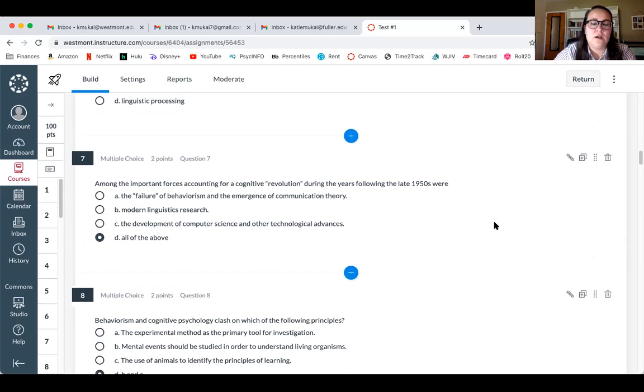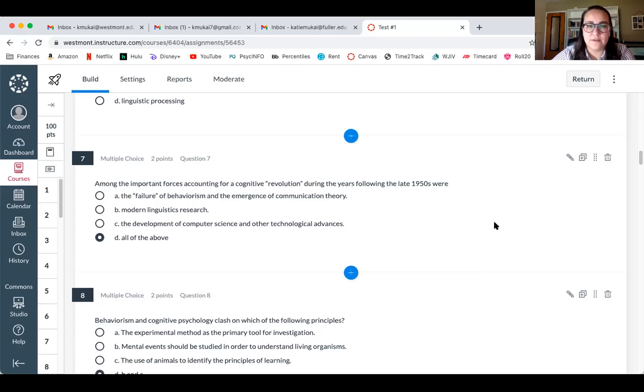Number seven, the important forces behind the cognitive revolution were a lot. And so we did see sort of this idea of this failure of behaviorism, it wasn't able to account for everything. And also the emergence of this idea of communication theory. We had linguistics in there. Specifically, we talked about Noam Chomsky really just ripping into Skinner's explanation about language.